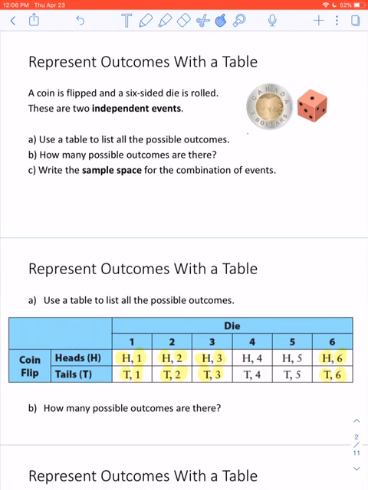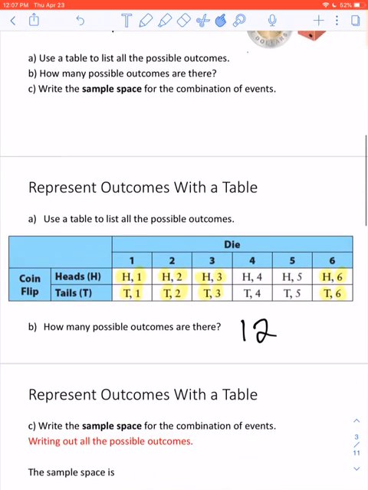So, taking a look at this table, how many outcomes are there? Well, we can count. 1, 2, 3, 4, 5, 6, 7, 8, 9, 10, 11, 12. So there's 12 possible outcomes when I roll a die and flip a coin.